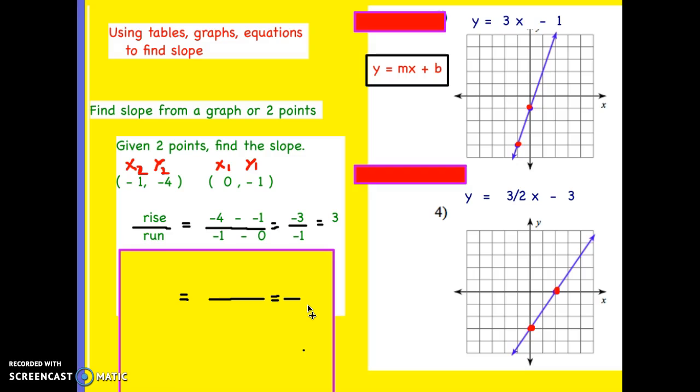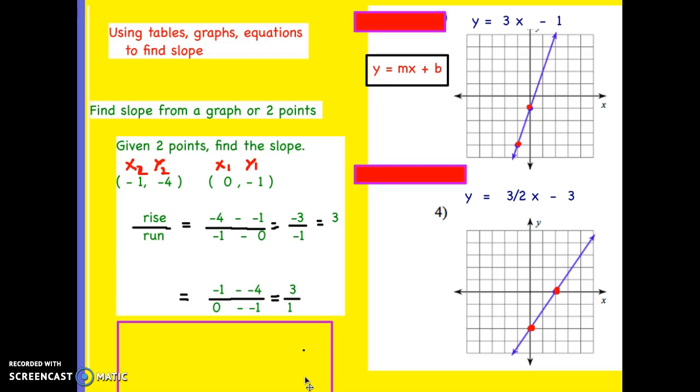And just to prove that it doesn't matter which ordered pair you choose first, if we reverse the order and say let's do y sub 1 minus y sub 2, I'd have -1 minus -4 over x sub 1 minus x sub 2. This would be plus 4, so that'd be -1 plus 4, which is 3. And this would be 0 plus 1, or 1. So again, the slope is still 3.